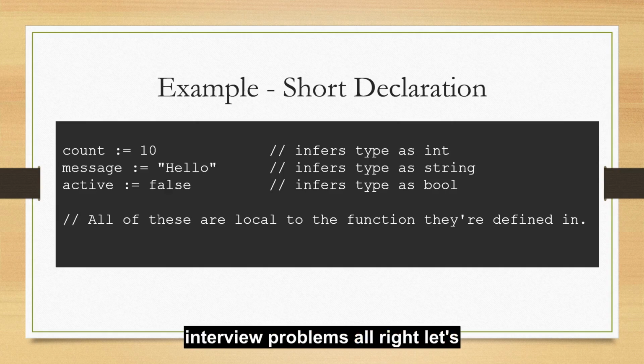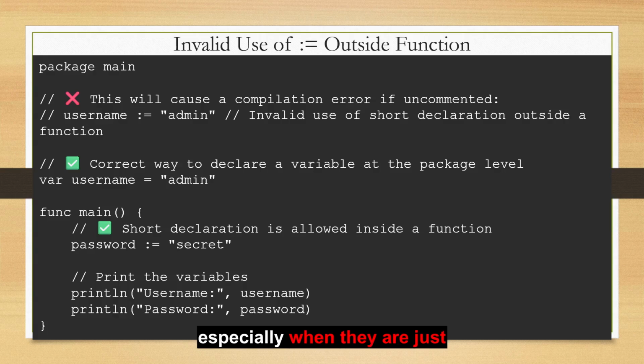All right, let's talk about a common mistake that many beginners make in Go, especially when they are just starting to learn the language. You see this code here. Now you might be wondering what's wrong with it. It's a perfectly valid line of code, right? Well, yes and no. In Go, the := operator used for the short variable declaration is like a shortcut to declare and assign a value to a variable in one go. But here's the catch: you can only use it inside a function, not at the package level.